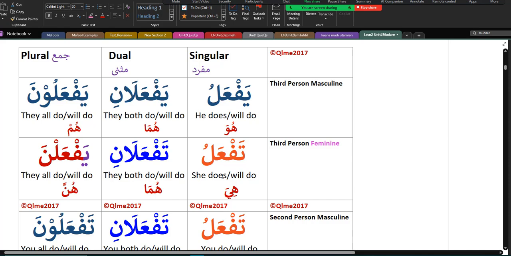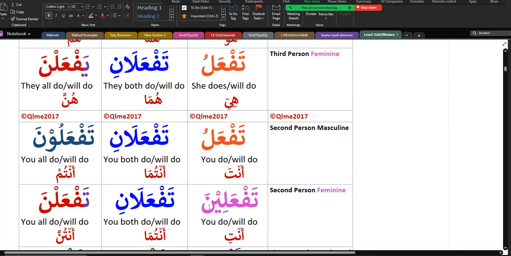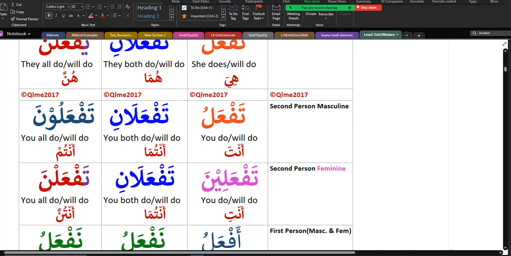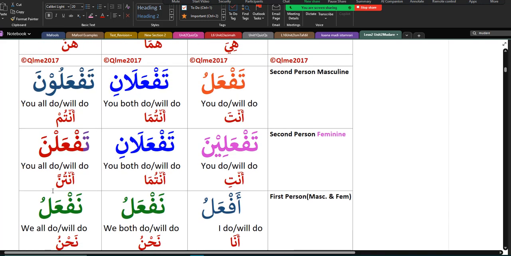So yaf'alna. Second person masculine would be, everything is starting with a ta. Taf'alu, taf'alani, taf'aluna. Second person feminine is again ta. It's taf'alina, taf'alani, taf'alna. And the first person is af'alu and naf'alu.